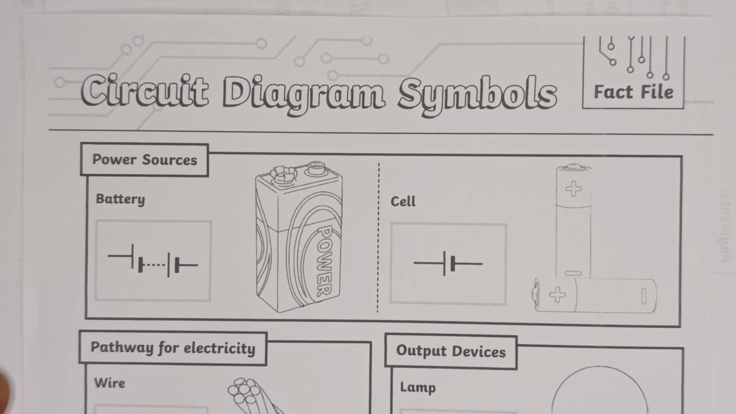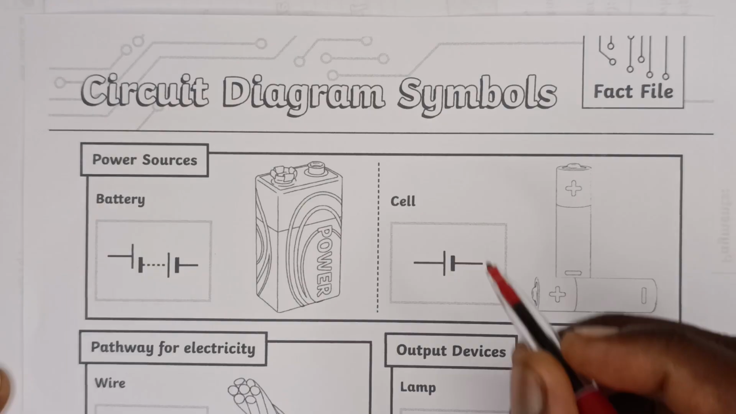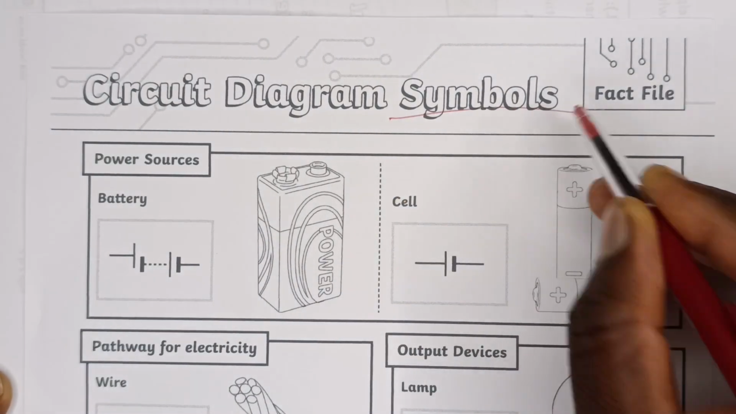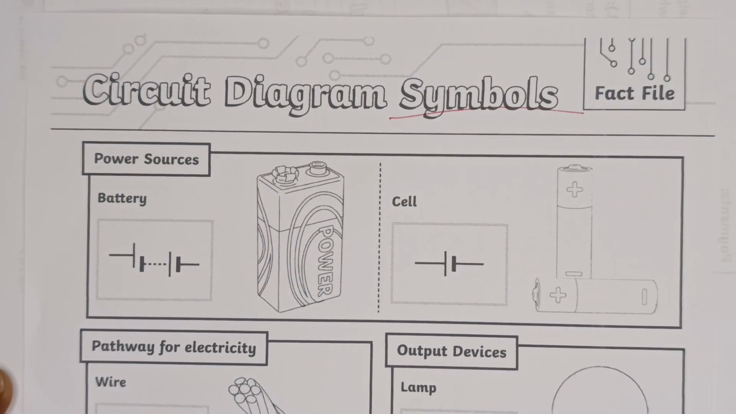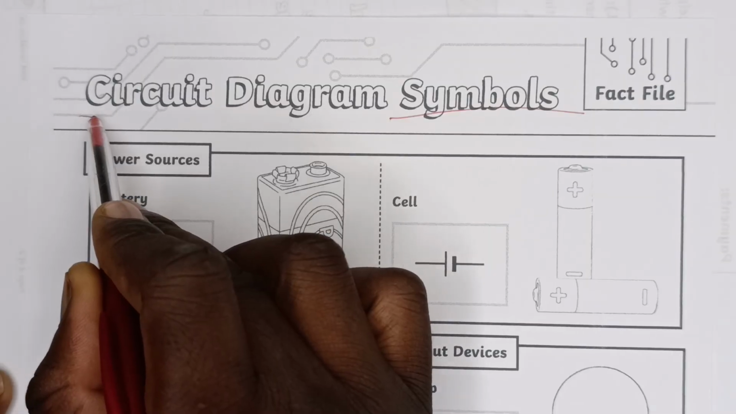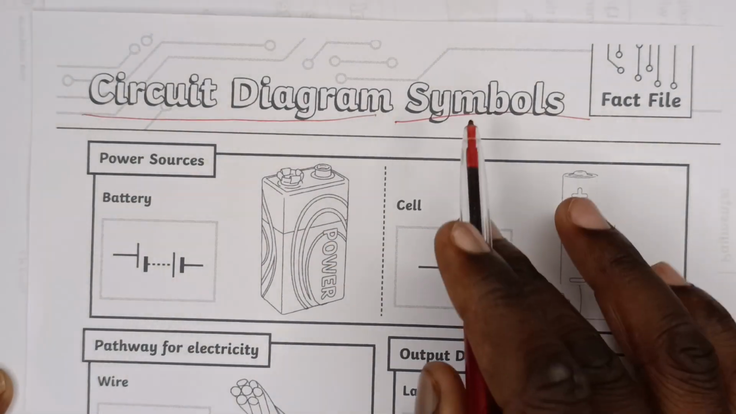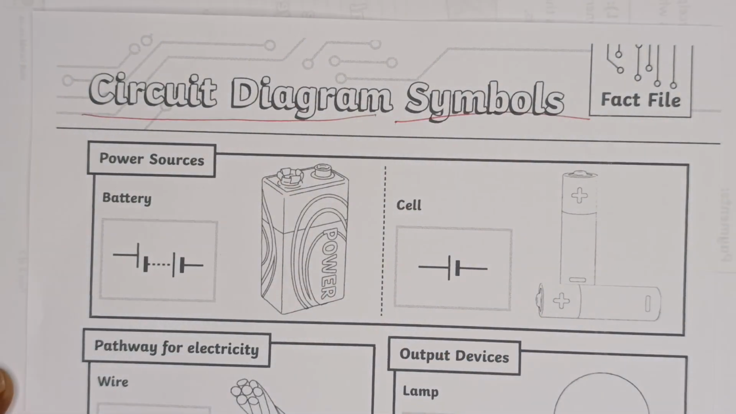Grade 5, come here. Today we will be looking at the symbols that we use in a circuit diagram.